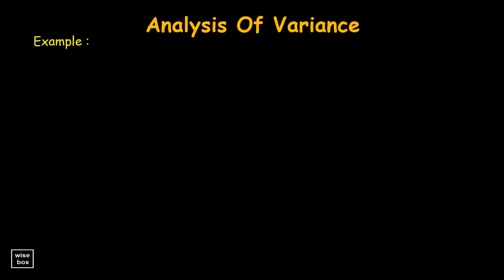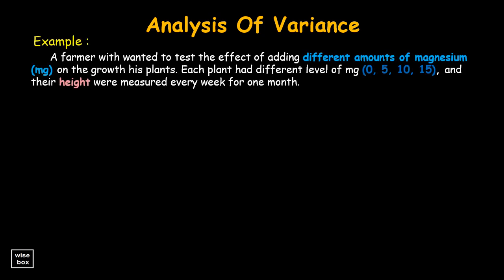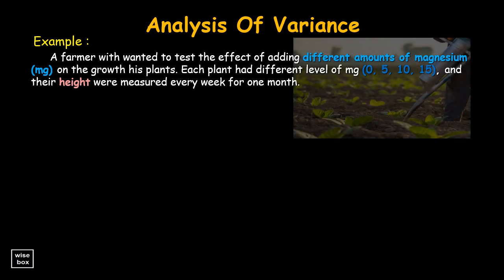Here's another example. A farmer wanted to test the effect of adding different amounts of magnesium on the growth of his plants. Each plant had a different level of magnesium: 0, 5, 10, 15. And the plant height was measured every week for 1 month.